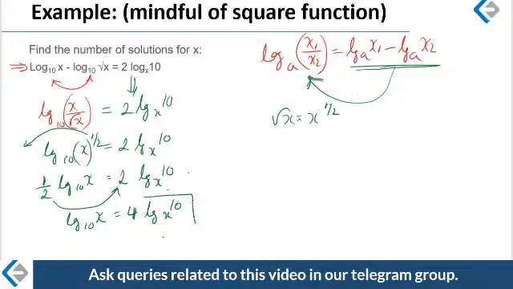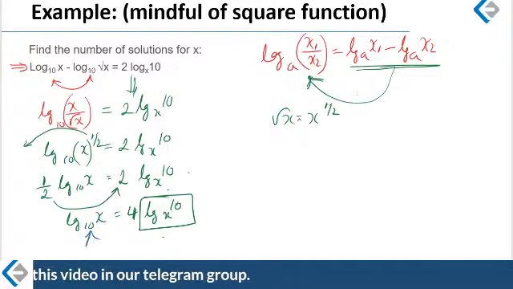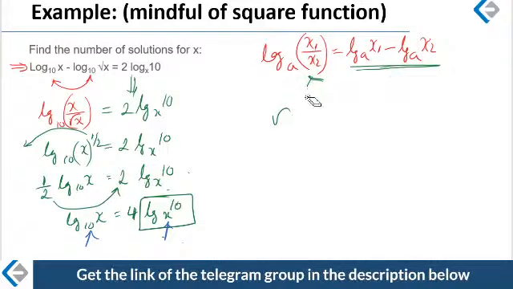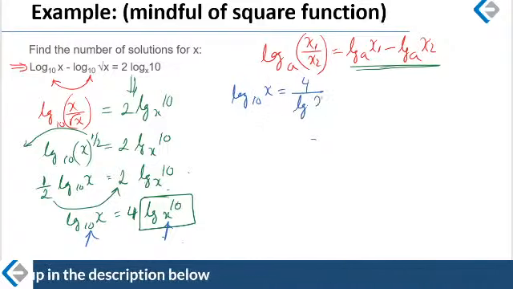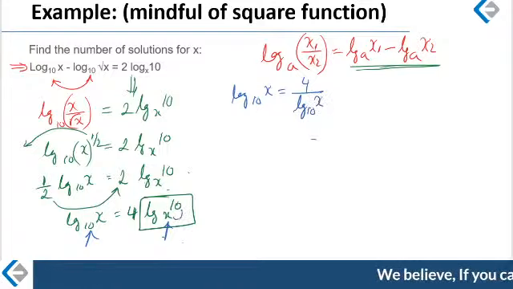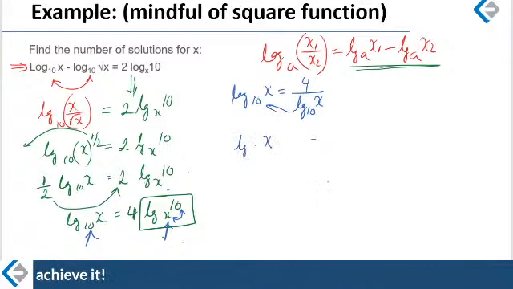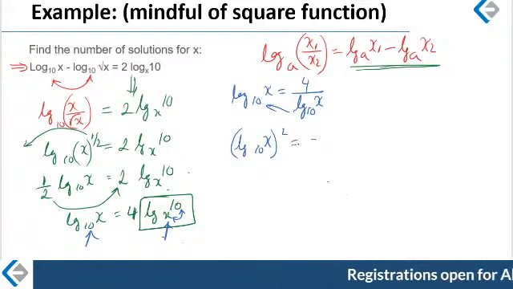Now apply the inverse rule on this particular box. You may wonder why apply the inverse rule. Very, very important: always make the bases equal. Only when you make the bases equal, life is beautiful. Therefore, apply the inverse rule. Log x to the base 10 is equal to 4 divided by log x to the base 10. That's what you mean by the inverse rule. When you inverse it, it becomes like this. Now cross multiply, bring it here. It becomes log x to the base 10 whole square is equal to 4.